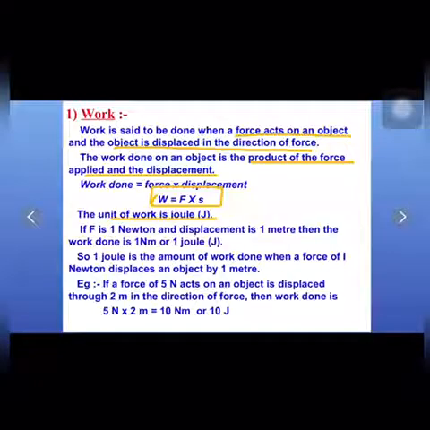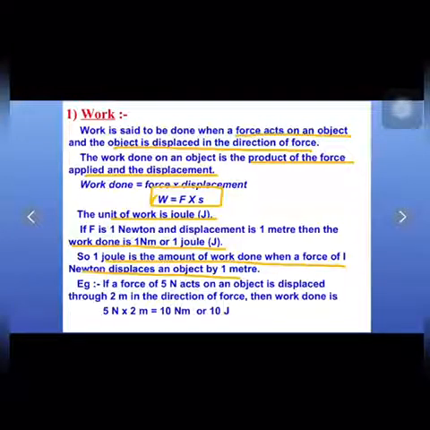So if force is 1 Newton and the displacement is 1 meter, then the work done is 1 Newton meter, and this 1 Newton meter is called 1 joule. And we define 1 joule as the amount of work done when a force of 1 Newton displaces an object by 1 meter. So this is the definition for 1 joule of the work. So when a force of 1 Newton is applied on an object and the object displaces by 1 meter, then we say that 1 joule of work has been done.